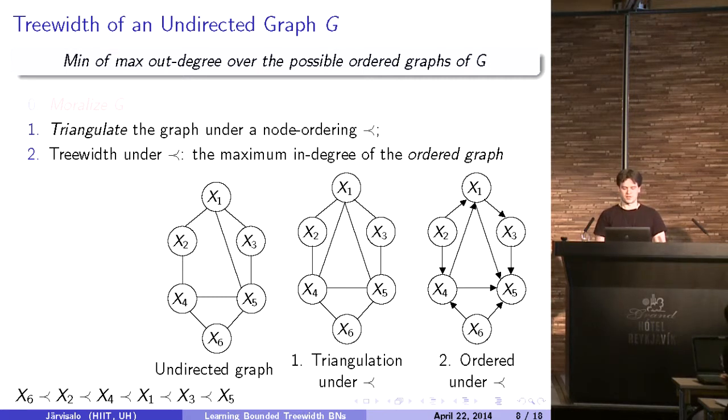ordering. And you basically simply get the so-called ordered graph under the ordering from the triangulation by ordering these undirected edges according to the order. Okay?